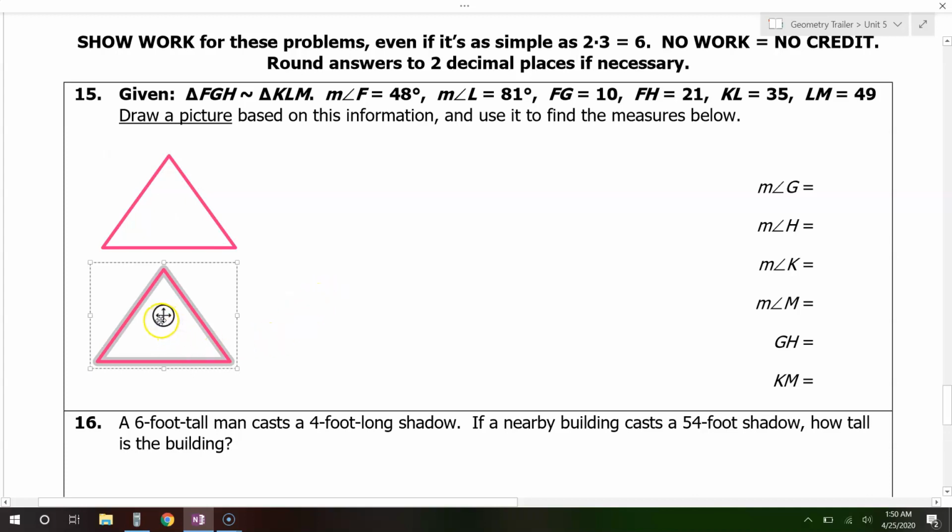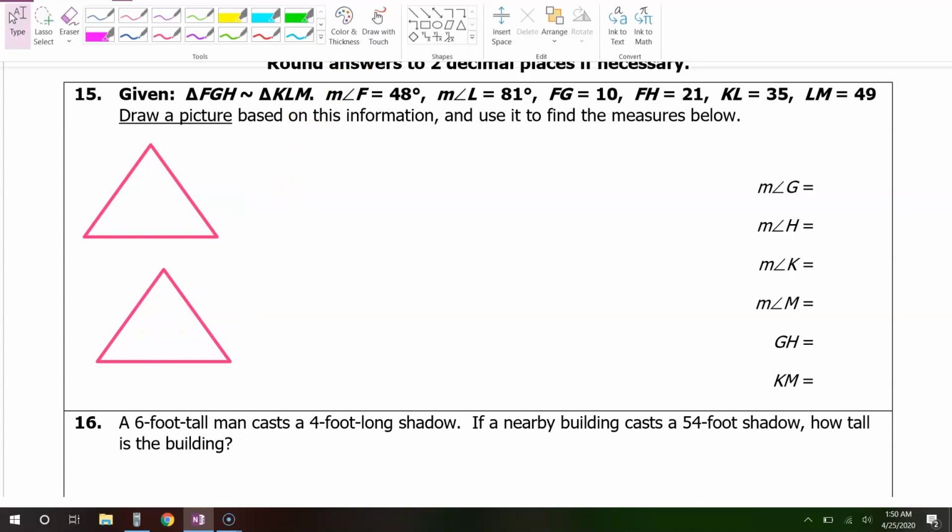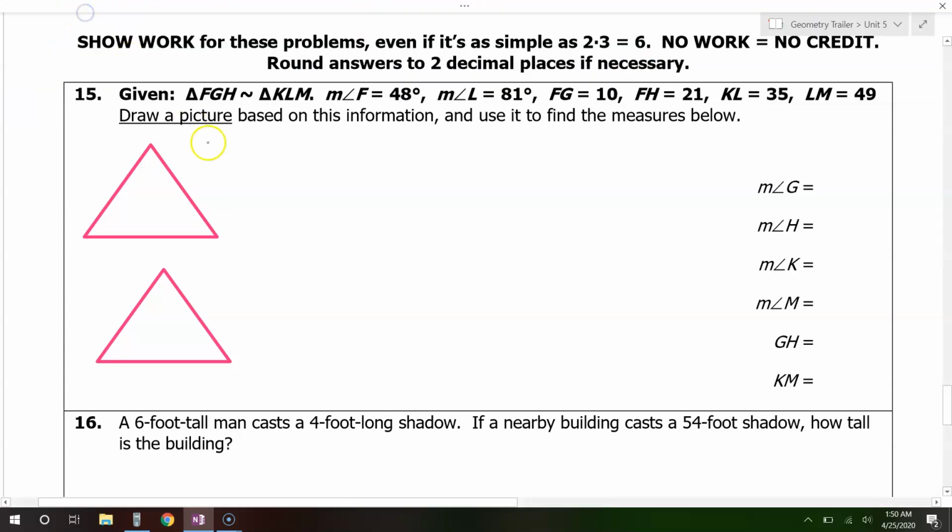All right, and there is another triangle. Okay, so I'm going to separate these out a little bit more. All right, so these are similar triangles. So I'm going to label the first triangle FGH, like that. And the second triangle is KLM. So I'm going to just put those letters in the same order, KLM, just like that.